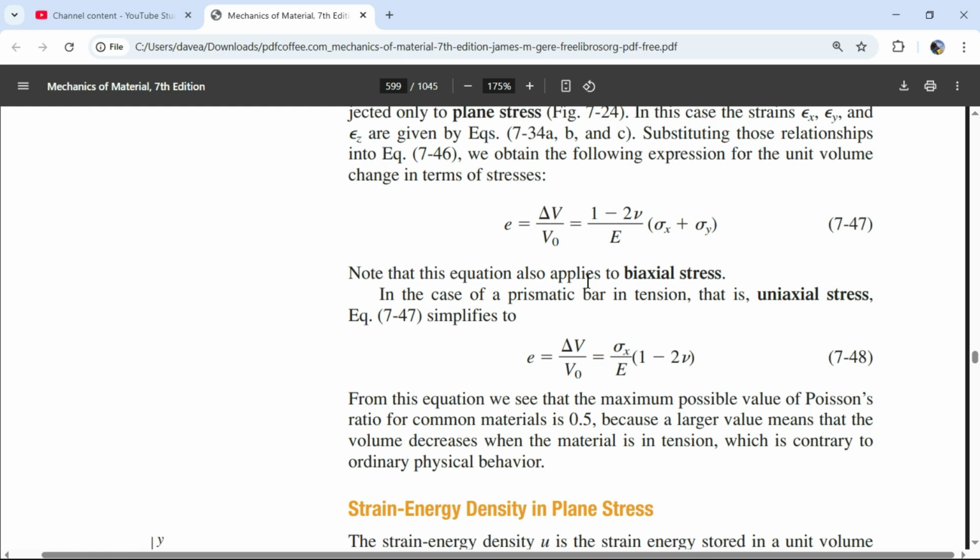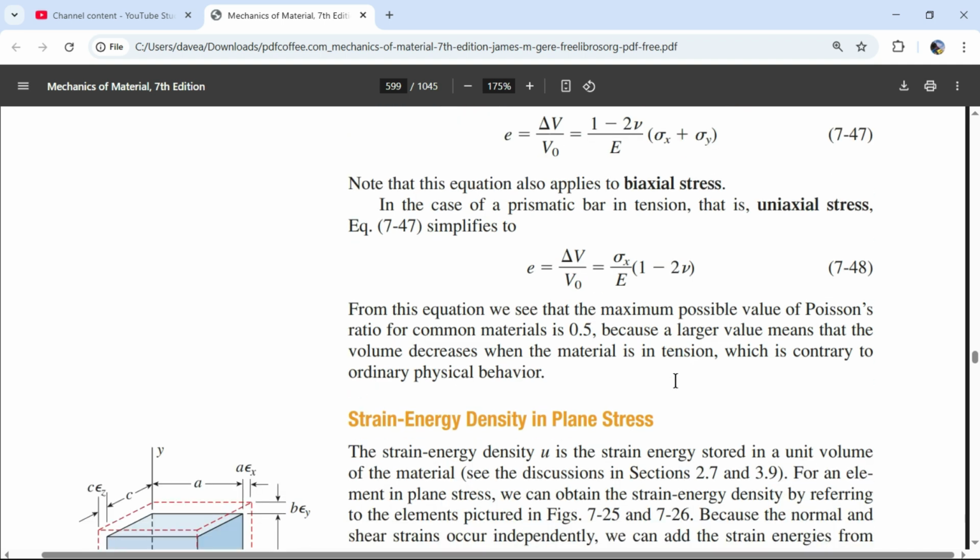All right, note that this equation also applies to biaxial stress. So if we just have stress in one direction, this drops out, and we're good to go. From this equation, we see that the maximum possible value of Poisson's ratio for common materials is 0.5, because a larger value means that the volume decreases when material is in tension, which is contrary to ordinary physical behavior. Hey, that's pretty good. You know what I mean?